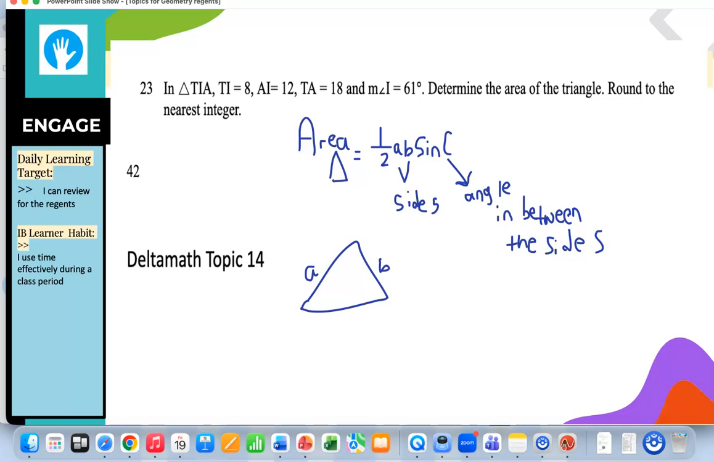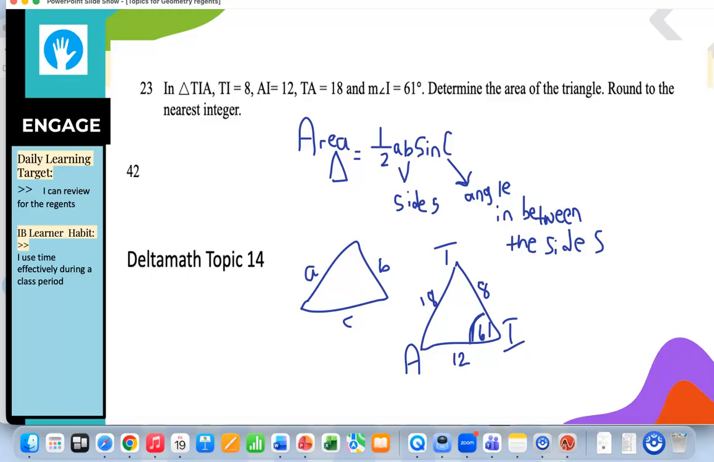So let's put exact values. So we have T, I, A, and we know that TI is 8, and obviously it is not drawn to scale. So AI is 12 and TA is 18. And the measure of angle I is 61. So notice we don't know any of the other angles.